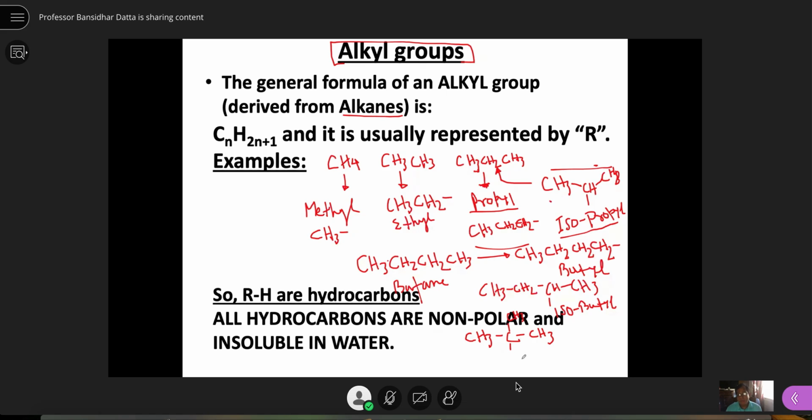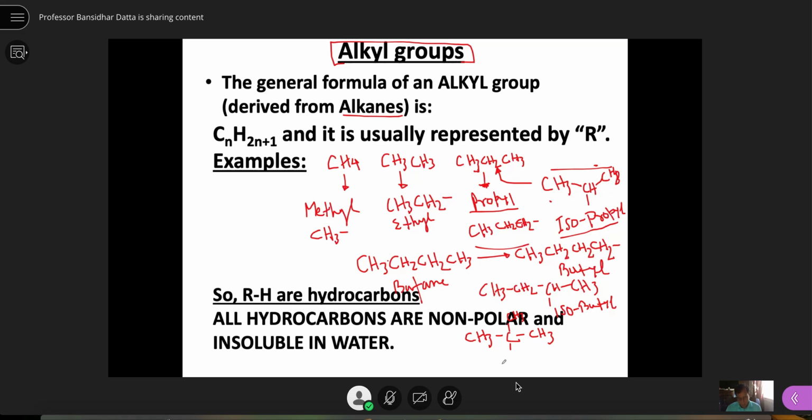What is this one? CH3, C, CH3, and CH3. The number of carbon is the same, and the number of hydrogen is the same, 9. Carbon number 4, hydrogen 9. They don't look like neither one of these. This is the butyl group, this is the isobutyl group. What is this?